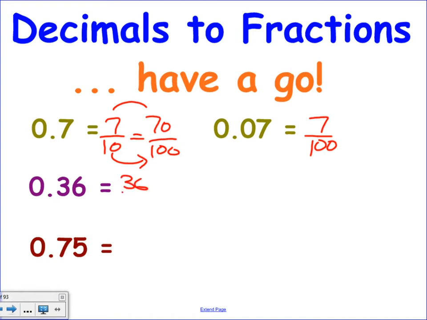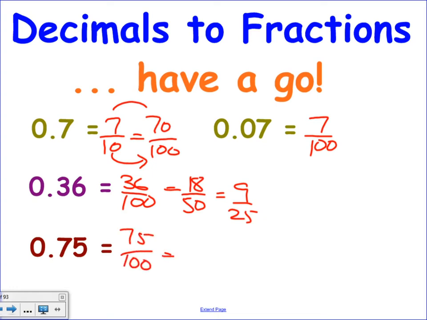0.36, what does it mean? 36 over 100. Simplify it. 18 over 50. Again? 9 over 25. Is that it? Yeah. 0.75. What does it mean? 75 over 100. Good. 3 over 4. Oh, straight in there. Yeah.